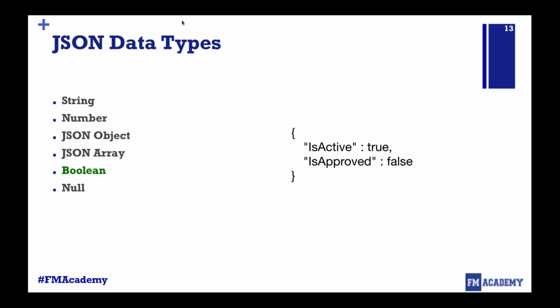The fifth one is a Boolean. So that's just going to be a true or false value. In FileMaker, it might be noted as 0 or 1. It can also be noted as true or false. So we see here is active is true, is approved is false. The true and false wouldn't be passed in quotes. They would be just reserved text. And then finally, the last JSON data type is null. So that's just an empty value, and it's going to say null.